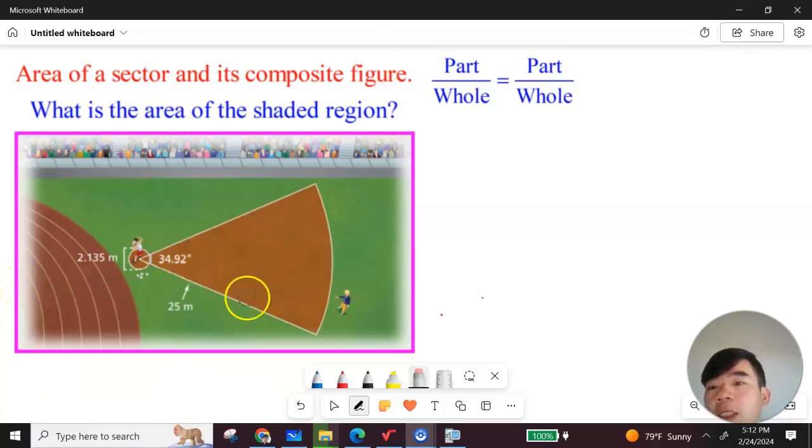Hey guys, let's talk about the area of the sector and its composite figure. Alright, so look at this figure right here. The question asks you to calculate the area of the shaded region. If you take a look at the shaded region right here, you're going to see that this is actually a composite figure that includes the circle right here and the sector right here.